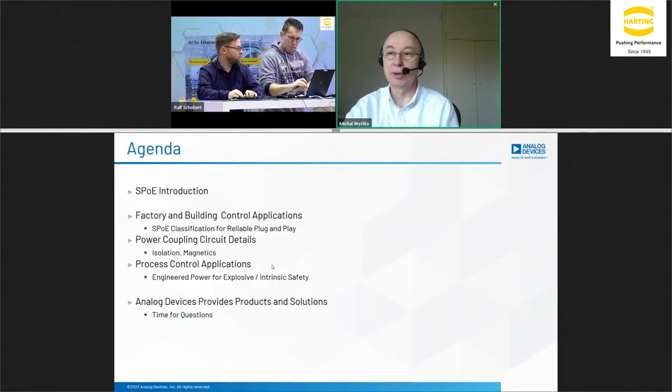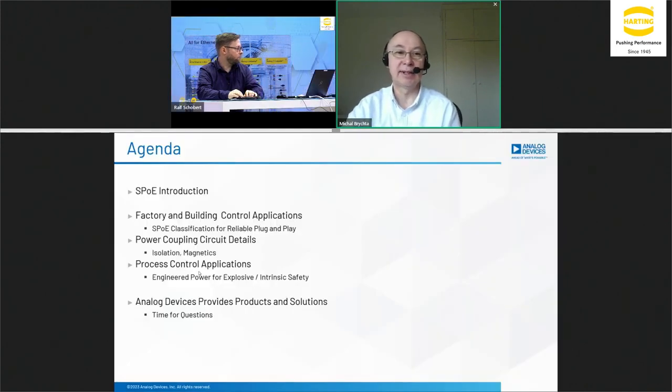So we will introduce single pair power over Ethernet. And then I would like to talk about factory and building control applications and single pair Ethernet in that context, with the reliable plug and play features that are there. I'll dive a little bit into the power coupling circuits, and then briefly mention process control applications where the power is a little bit different with different requirements, and then wrap up with Analog Devices. What product solutions do we have on offer?